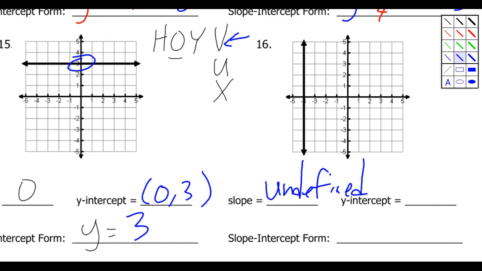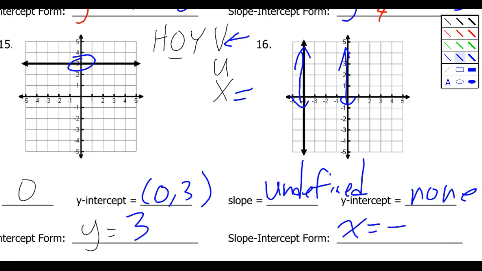So undefined. Our y-intercept, now wait a second, we're into this funny thing here. Is there a y-intercept? These lines are actually parallel, so it's never going to hit the y-axis. So for this y-intercept, we're going to have to say none. Now going back over here, it's an undefined slope, so it's an x equals line. So it's going to be x equals negative 3 because that's where the x-intercept was.